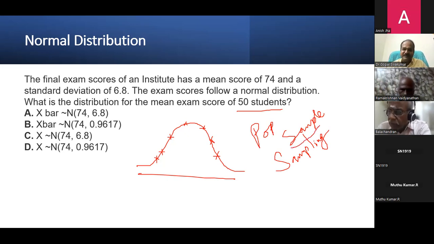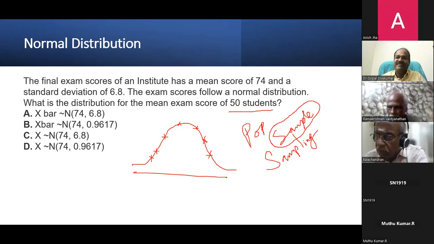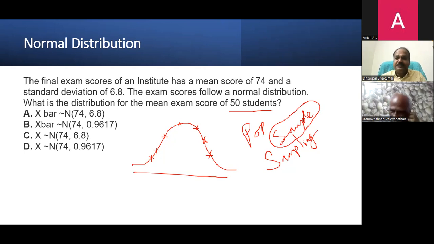Please note, the distribution of all the items is the population distribution. Clear? Distribution of selected items is the sample distribution. And the distribution of samples is the sampling distribution. Now, the distribution of sample means.